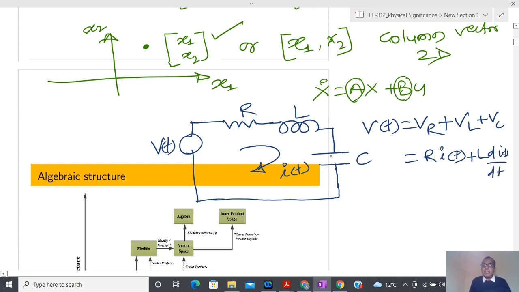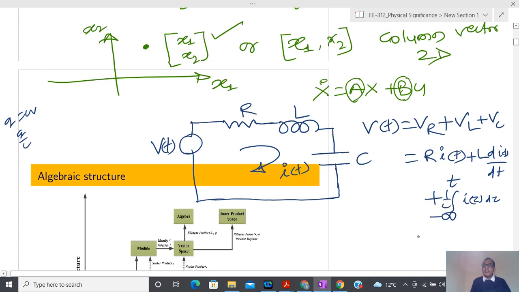L di by dt, and here you have to actually calculate the voltage, and you know that Q equals CV, and due to that reason I have to calculate Q by C, and I just know the current. So from the current you have to calculate the charge, and I don't know what kind of charge I have. Due to that reason I am going to integrate from minus infinity to some time t, I(tau) d tau, and that is divided by C.